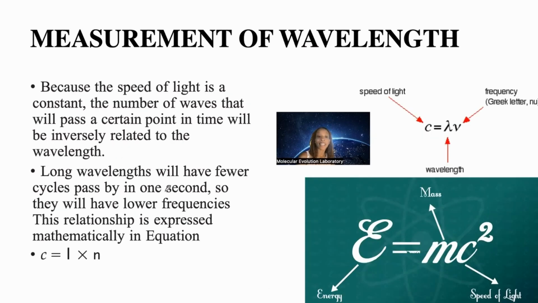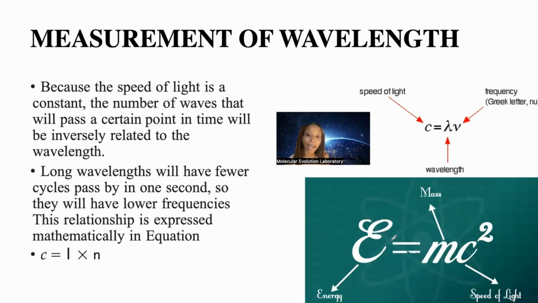Because the speed of light is a constant, the number of waves that will pass at a certain point in time will be inversely related to wavelength. Long wavelengths will have fewer cycles pass by in 1 second, so they will have a lower frequency. The relationship is expressed mathematically in an equation. So basically, the speed of light is the wavelength times frequency.